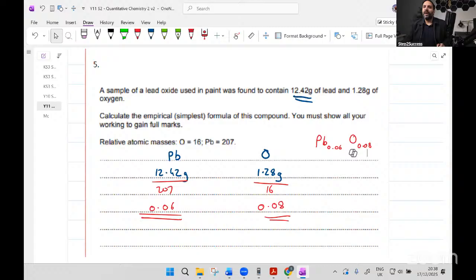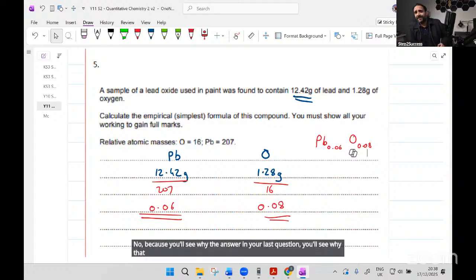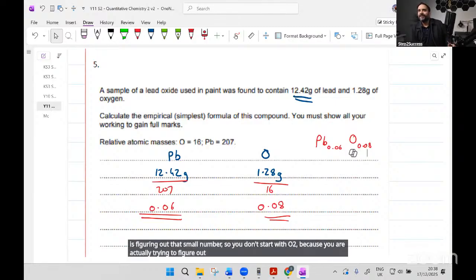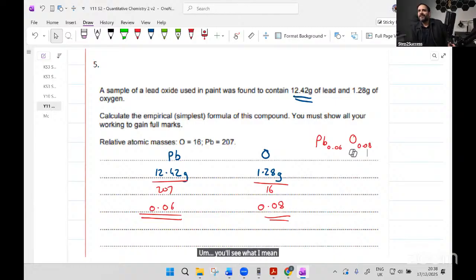No, because you'll see why the answer in your last question, you'll see why that isn't necessary. Because ultimately, what you're doing in this question is figuring out that small number. So you don't start with O2 because you are actually trying to figure out what that number actually is. And you'll see what I mean in a second.